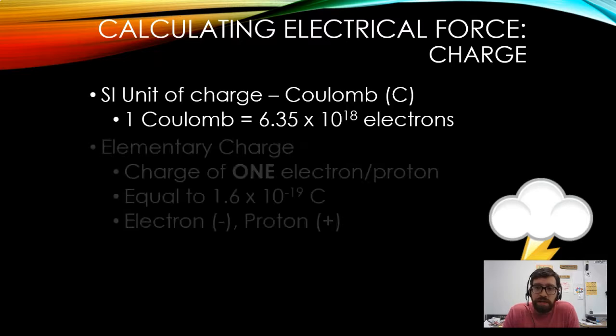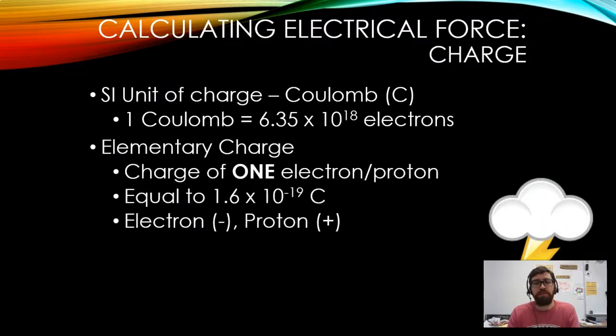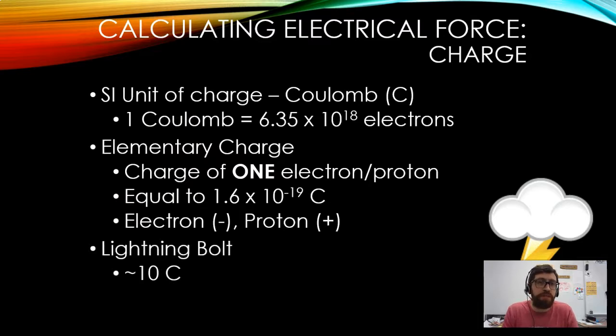You don't really need to know this, but there's something called an elementary charge. That's the charge of 1 electron, and that's a really small number, right? It's a charge of electron and a proton. The only difference is that proton is positive, electron is negative. Really, really small charge. So the point that you need to know about the Coulomb is basically this. 1 Coulomb is a really, really big unit of charge.